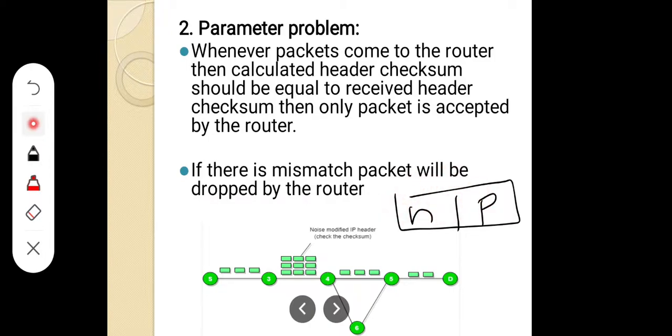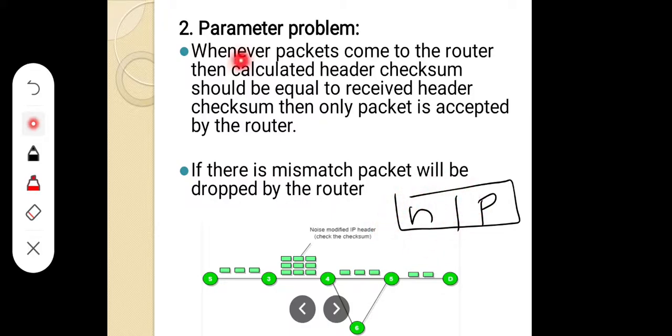At the receiver side, they will again compute the checksum. If the received checksum is equal to the computed checksum, then the header does not have any error. But if there is any variation in the checksum, then the error has to be reported. That is called a parameter problem. Clear? If there is any error in the checksum, that has to be reported.